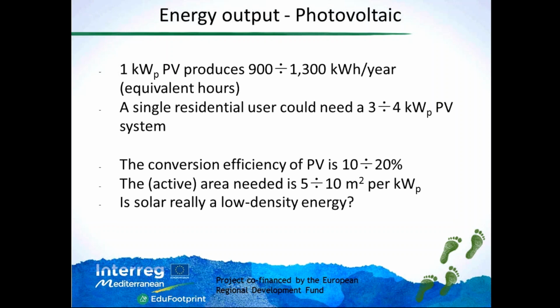So again, if we go back to this typical example of a single residential user, if you have to install a 3-4 kilowatt photovoltaic system in order to meet your energy needs in your house, then you would need a system which covers an area between, let's say, 15 and 30 square meters, something like that. And this is quite easy to look at because you can just look at the roofs of single family houses, and you will see that more or less they have these surfaces on the roof.